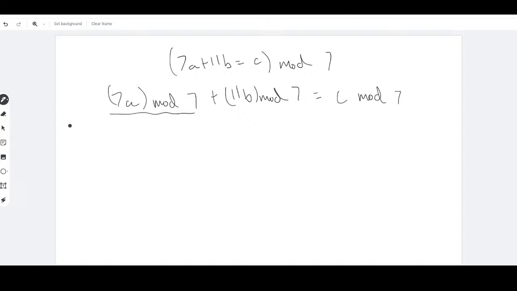So if 7a is always a multiple of 7, then do you see that 7a mod 7 would always be equal to 0, because 7a is always a multiple of 7. And if you have a multiple of 7 divided by 7, you're always going to have a remainder of 0. So yeah, 7a mod 7 would always be equal to 0.